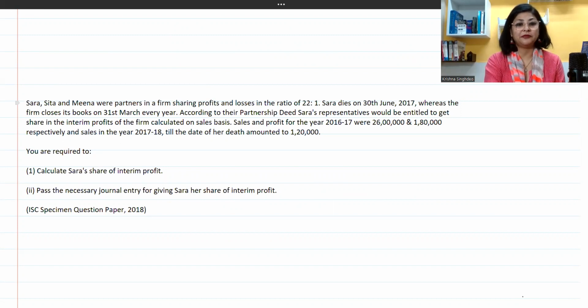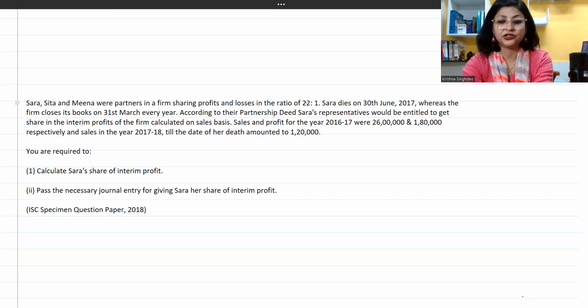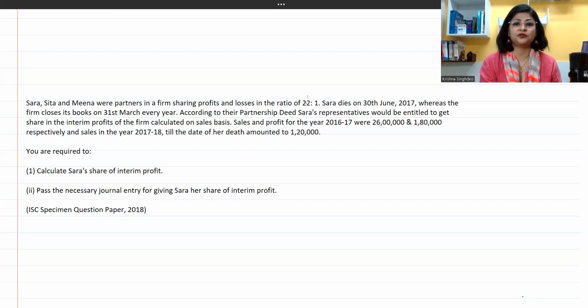There is a question. Sara, Sita and Meena are partners sharing profits and losses in the ratio of 2:2:1. Sara dies here. Okay, so here the profit sharing ratio among the partners is 2:2:1, and Sarah dies on 30th of June.